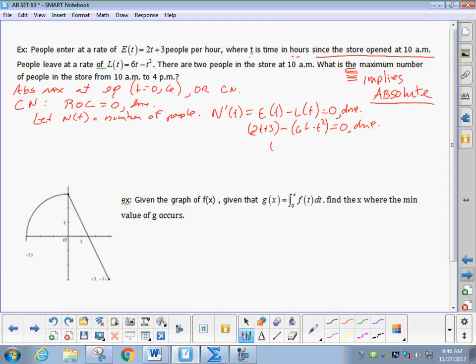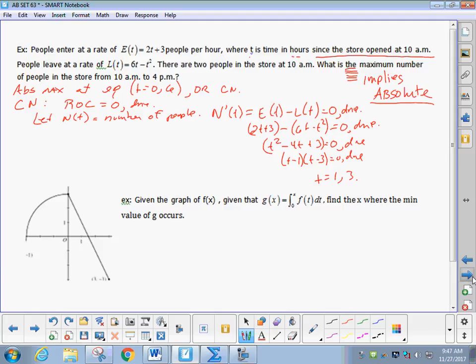So if I were to factor this, to distribute this, I get t squared minus 4t plus 3 equals 0. We can factor that, and then we get something like 1 and 3. All right, so the store opens at 10 a.m., or time 0.